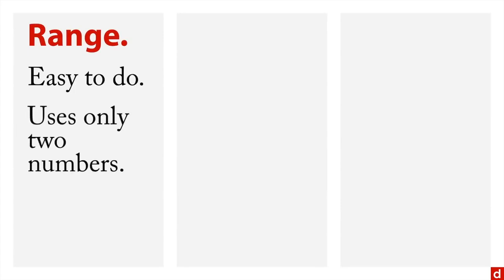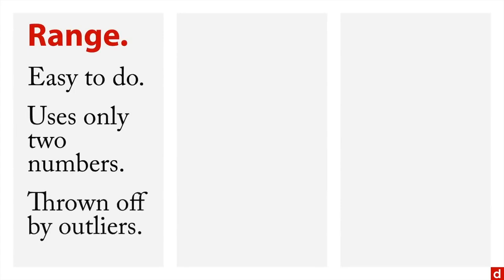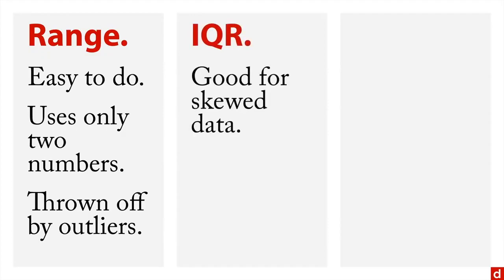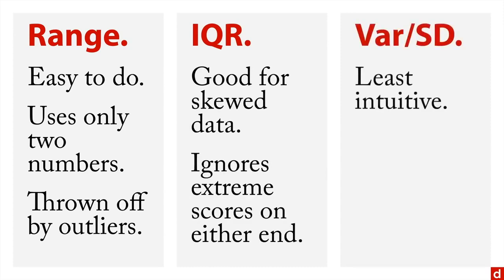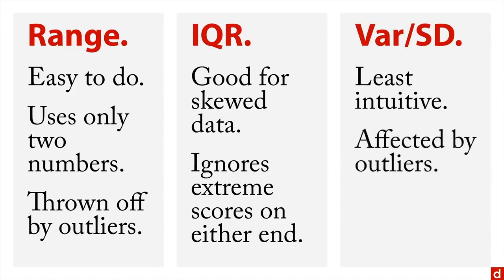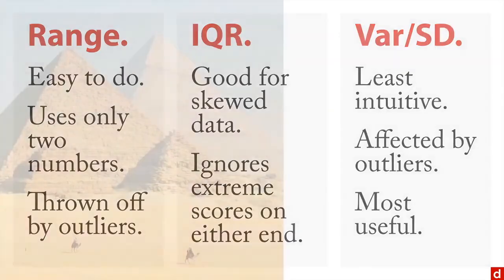So let's do a little pro and con of these three things. First, the range. It's very easy to do. It only uses two numbers, the high and the low, but it's determined entirely by those two numbers. And if they're outliers, you've got really a bad situation. The interquartile range, or IQR, is really good for skewed data, because it ignores extremes on either end. So that's nice. And the variance and the standard deviation, while they are the least intuitive and the most affected by outliers, are also generally the most useful because they feed into so many other procedures that are used in data science.